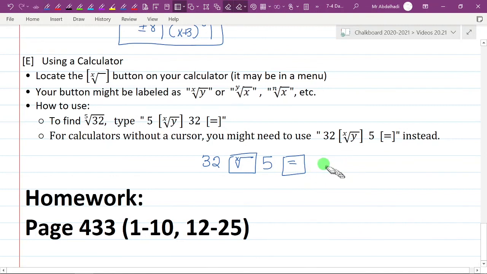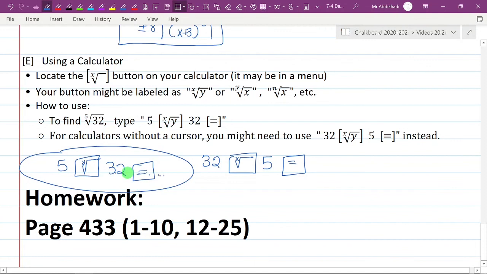But it's backwards. With a modern calculator, you would put the 5 in first, press the nth root button, and then put in the 32, and then hit enter or equal. But with older calculators, the process might be backwards. So try this one first, okay? And if that doesn't work, if you don't get an answer that makes sense, then try it the other way. You might have an older calculator.